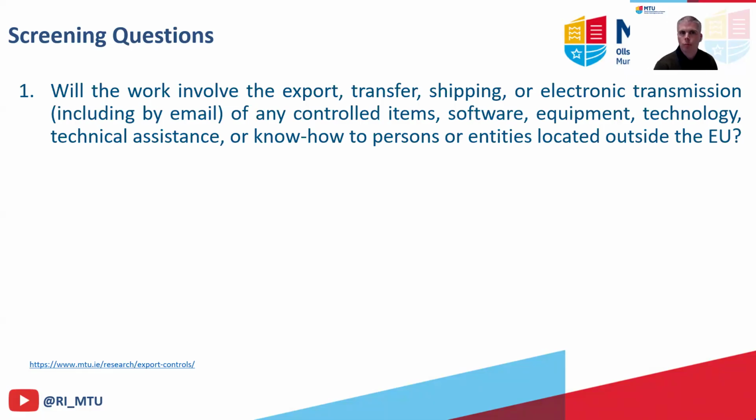So will the work involve the export, transfer, shipping, or electronic transmission, including email, of any controlled items, software, equipment, technology, technical assistance, or know-how to persons or entities located outside the EU? There's obviously a lot there, nearly questions within questions. But essentially, if you feel that you fall into this bracket, then this is a screening question, and it's important that you follow up with your head of function, or reach out to the research integrity and compliance officer, or there's a dedicated email address that can help support how we'd manage this.